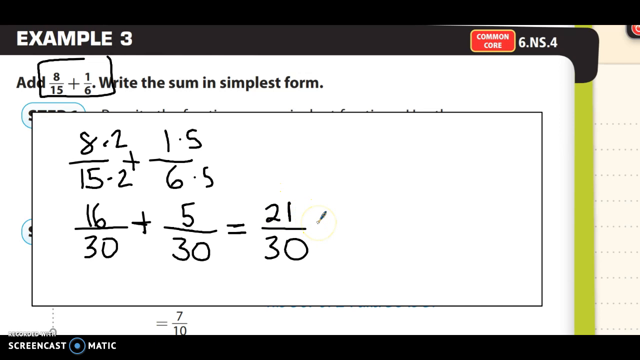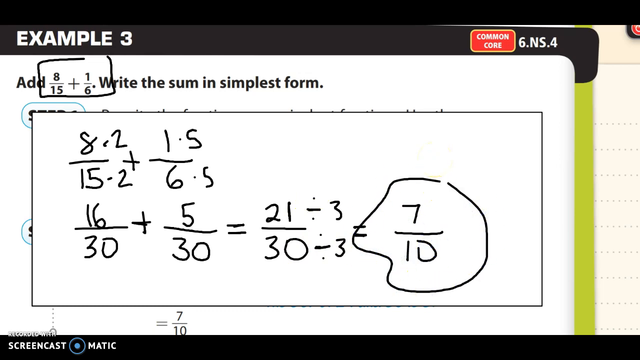And that's pretty darn close to the answer. The only problem there is we need to simplify by dividing by the GCF of 21 and 30. The greatest common factor of 21 and 30 is 3. We've been practicing that. We've been simplifying our answers with multiplying fractions. So we simplify when we add fractions. And 21 divided by 3 is 7, and 30 divided by 3 is 10.